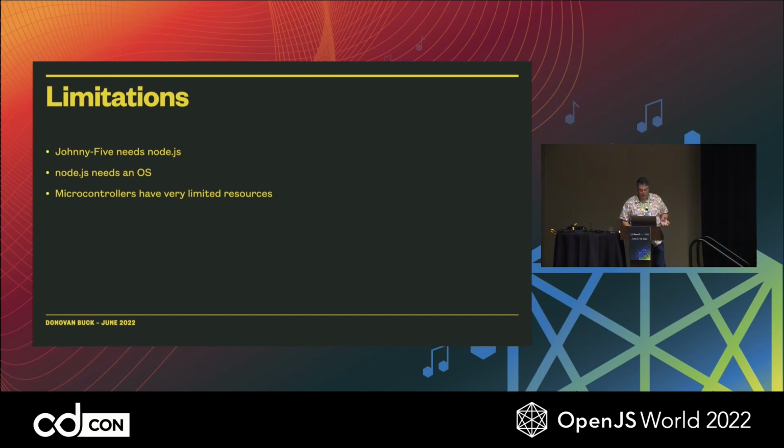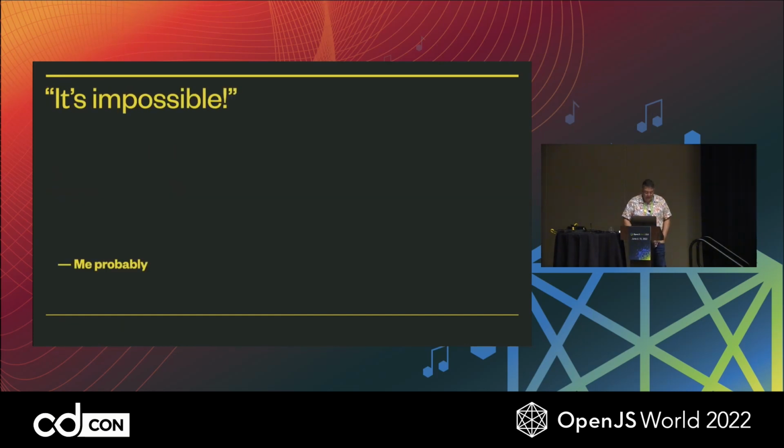Johnny-Five needs Node. Node needs an operating system. And the microcontrollers that we're talking about are tiny. They may only have 32K of RAM for your code. So it wasn't going to happen. It's impossible. I acknowledge the value of such a thing. I acknowledge the need for such a thing, but it just wasn't going to happen.